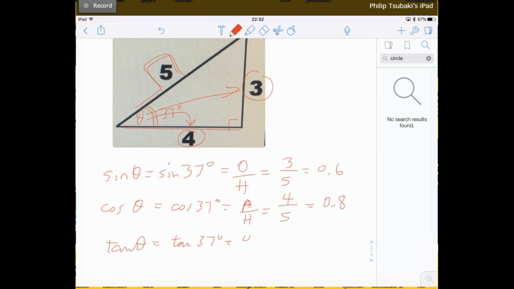Finally, tangent. The tangent of theta, or the tangent of 37 degrees, is equal to the opposite over the adjacent. So we already know that the opposite is 3. We know the adjacent is 4. So the tangent is 3/4, which is 0.75.